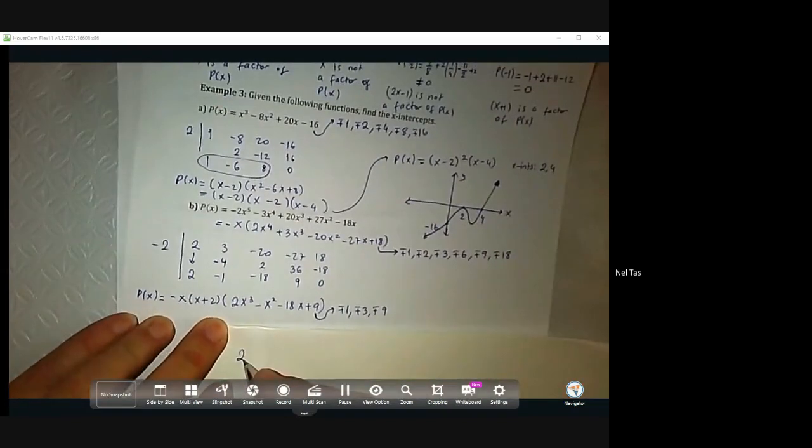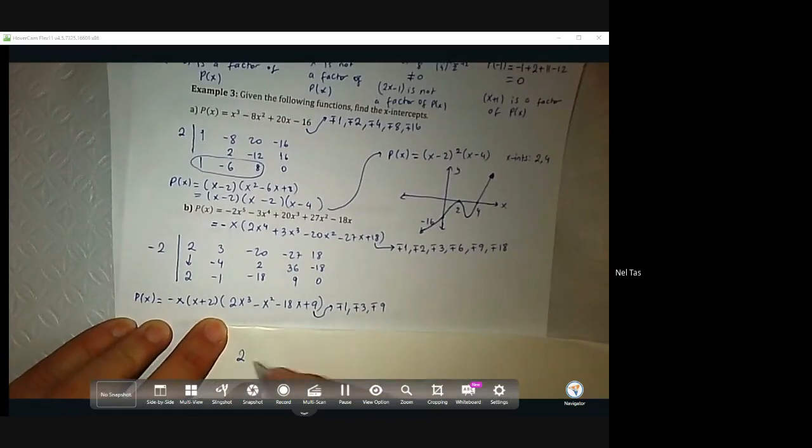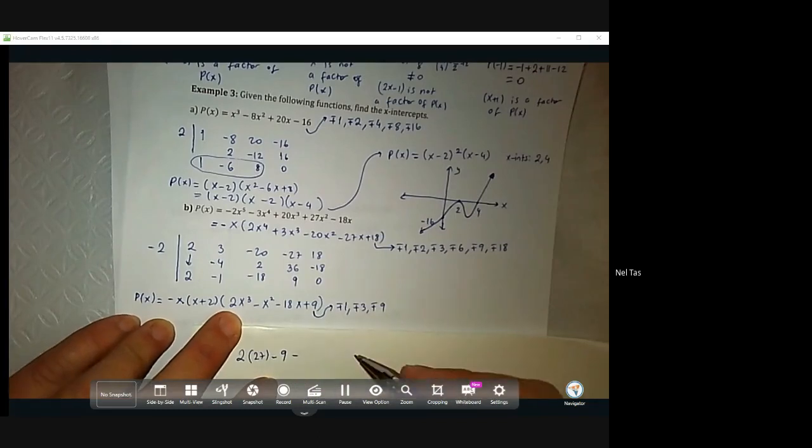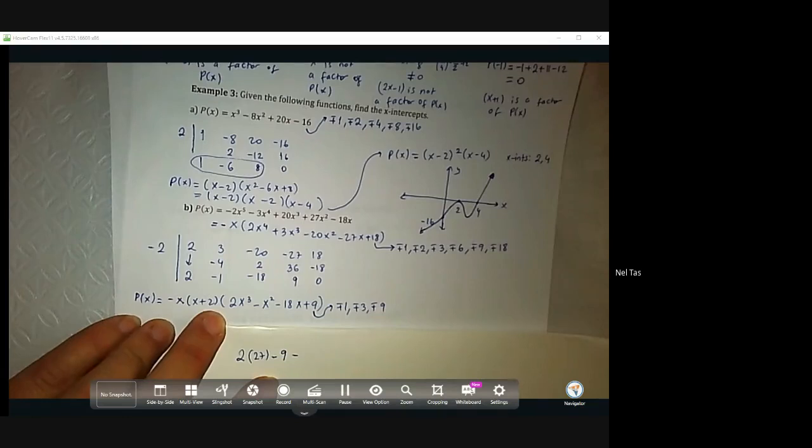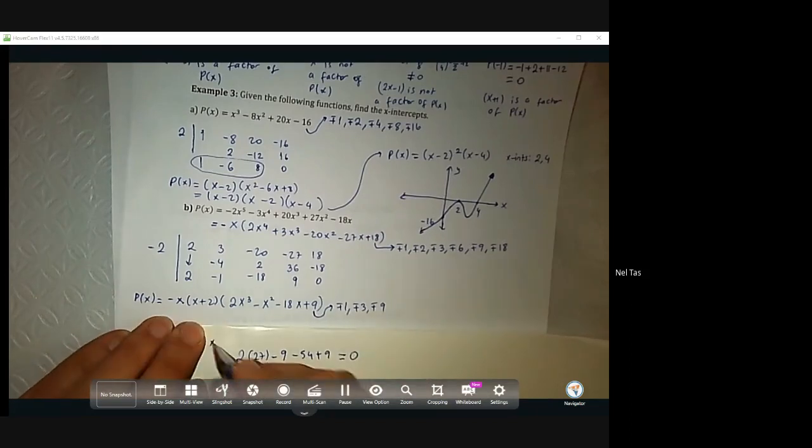So 2 times, I'm trying 3 now. 3 cubed is 27. Minus 3 squared is 9. Minus 18 times, you have 18 times 3 here. That gives you 54 plus 9. So if you check this, 54 minus 54 is 0. Negative 9, positive 9 is 0. So this is equal to 0. So we just tried 3.